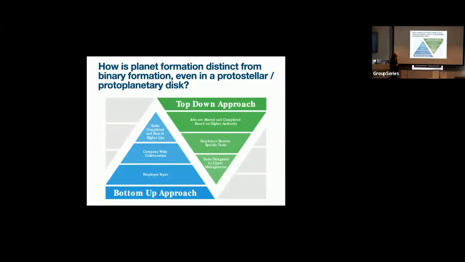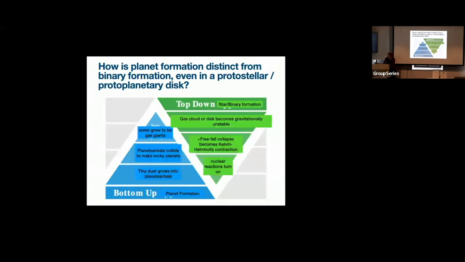And now I want to think about how planet formation might be distinct, even though both of these things can in principle occur in a protostellar or a protoplanetary disk. And I like to think of this as a way to go between the bottom-up approach or the top-down approach. We're in sort of a corporate environment here, so I thought it was maybe appropriate to start with that graphic, but let me quickly cover it up and show you how this actually relates to star and planet formation.